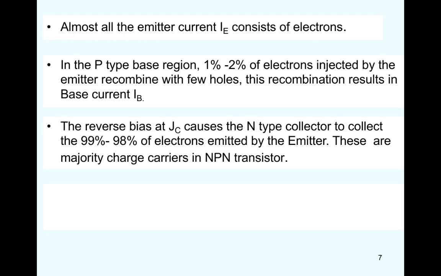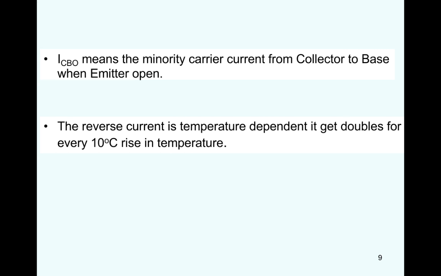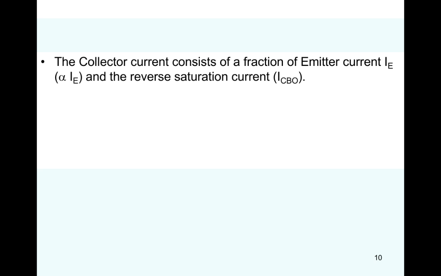So what are the currents that exist in an NPN transistor? IB, ICBO, IE and IC. Here ICBO is the reverse saturation current. It is due to minority carriers. The reverse current is temperature dependent. It doubles for every 10 degree rise in temperature. The collector current consists of a fraction of the emitter current IE and the reverse saturation current ICBO. IC equals alpha IE plus ICBO. Here IE is due to majority and ICBO is due to minority charge carriers.